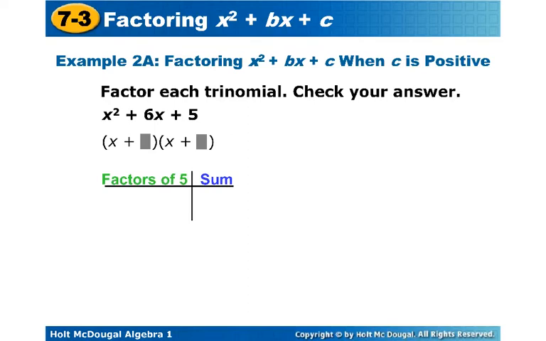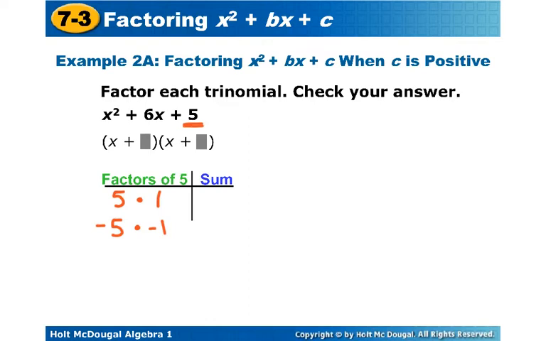So, factor each trinomial, check your answer. Checking your answer, we're going to use the FOIL method. So, what we're going to do now is you first start out with your last term, okay, which is 5. I need to list my factors of 5, okay? Now, factors of 5, I could either have positive 5 times positive 1, or I know I could have negative 5 times negative 1.